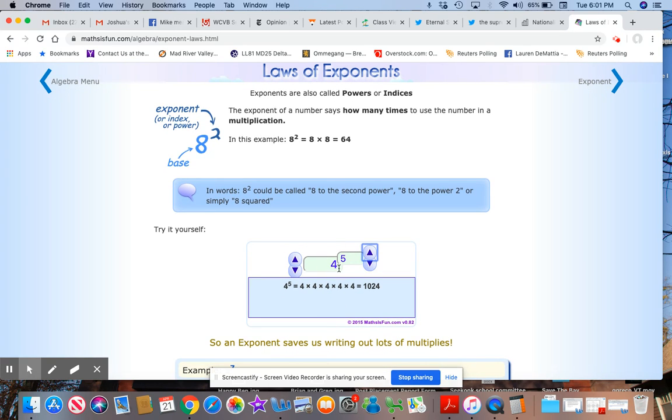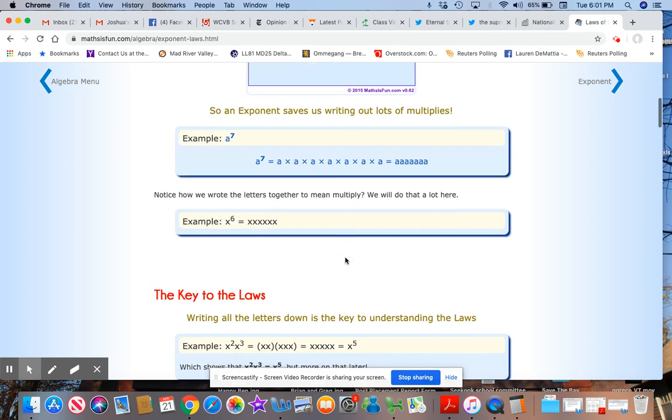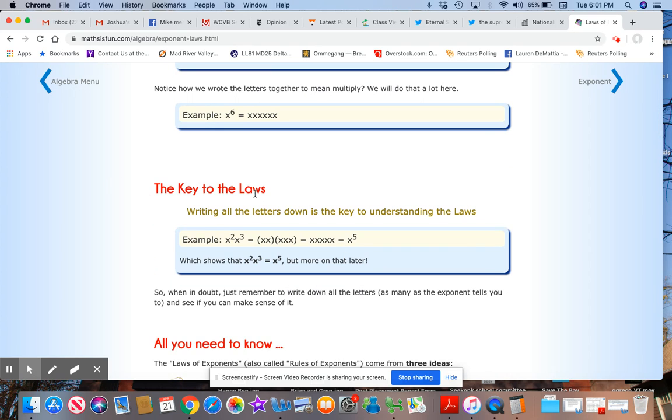So this is the base, the number that gets multiplied, and this is how many times that number gets multiplied. So I think you guys all know that. So let's talk about the laws.